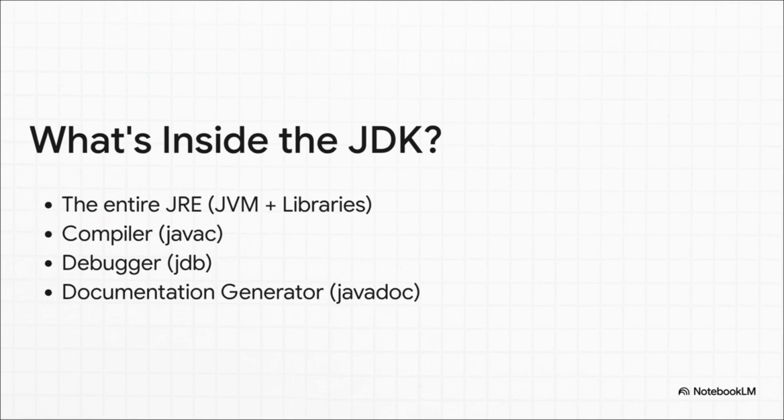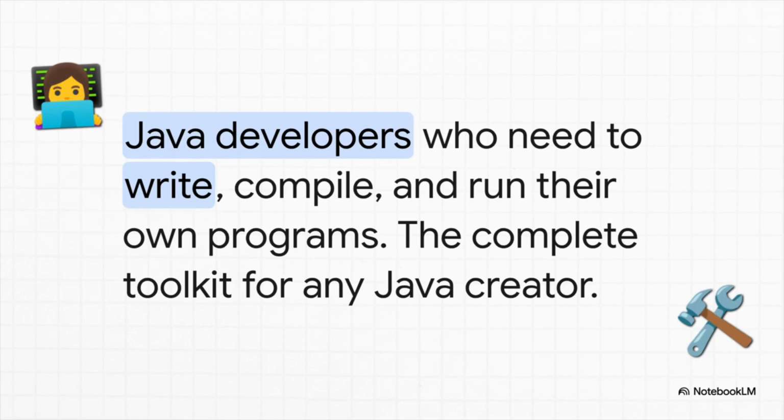Well, the most important one is the compiler, which is called javac. This is the tool that takes the human-readable code that you write and turns it into that bytecode the JVM understands. It also comes with other essential gear, like a debugger to help you squash bugs, and even a documentation generator. So it's pretty simple. If you want to be a Java developer, if your goal is to write, compile, and run your own programs, you need the JDK. It is the complete all-in-one toolkit for any Java creator out there.